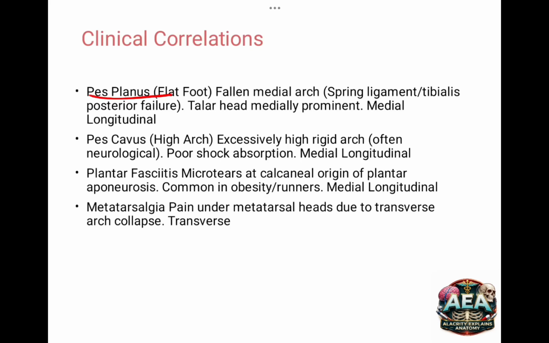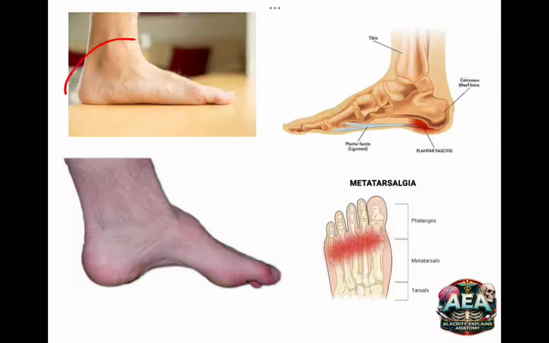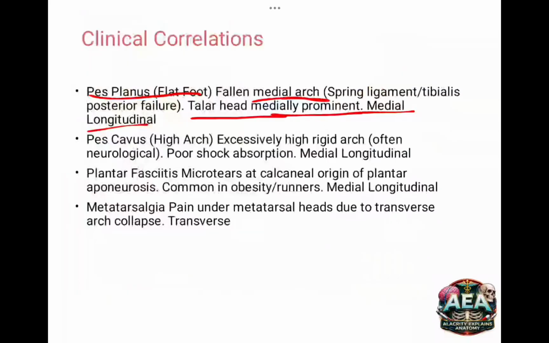We have pes planus, also called flat foot. It is a condition that occurs when the medial arc falls. The foot now appears flat, with the talar head medially prominent, and the medial longitudinal arc is the part of the foot affected. You see that the foot is flat, as you can see in this image. There is no arc on the medial aspect. Commonly there is a loss of the keystone, which is the talus, so the foot becomes flat. There could be compression of neurovascular structures, nerves and arteries, that are located in the plantar surface of the foot.